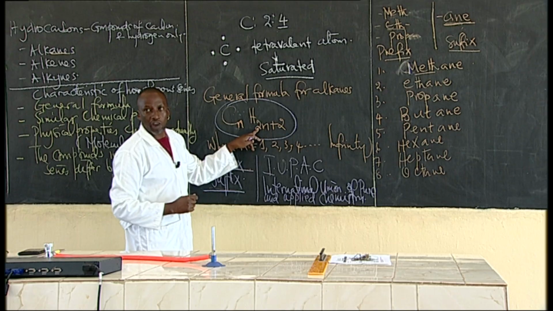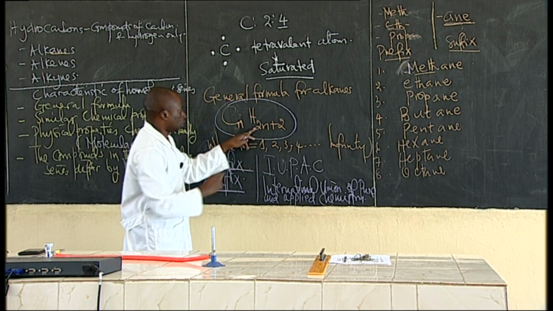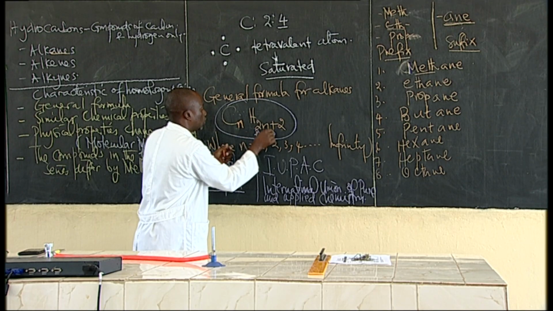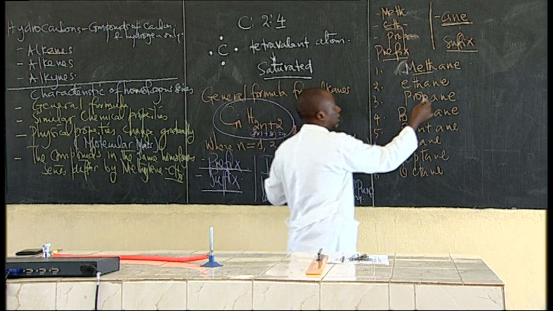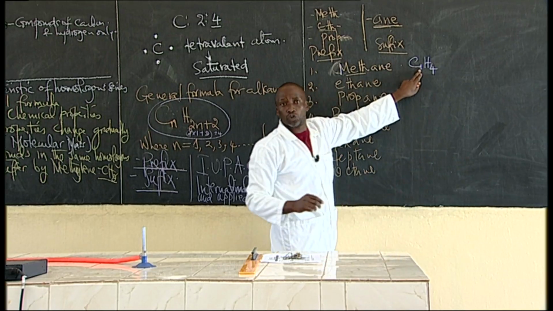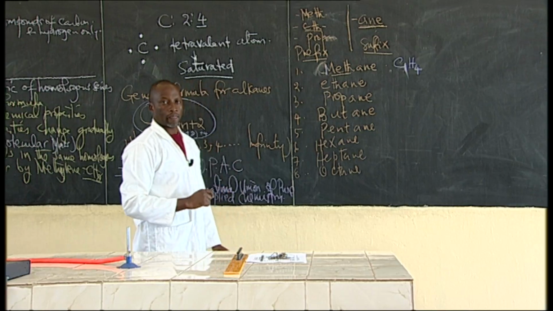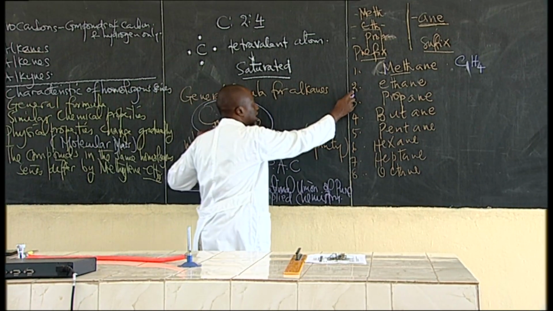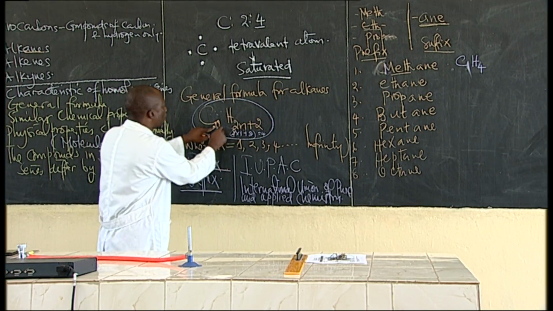What about the number of hydrogen? We'll have 2 times 1, then plus 2. This will be 2 times 1 plus 2. So that gives us 4. So that means this is C1H4. Even if we don't put 1, of course it will remain. So this is the formula for methane. When we go to carbon number 2, ethane, we derive the formula from the general formula.